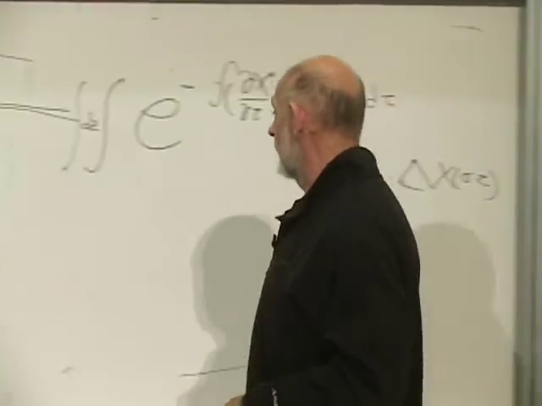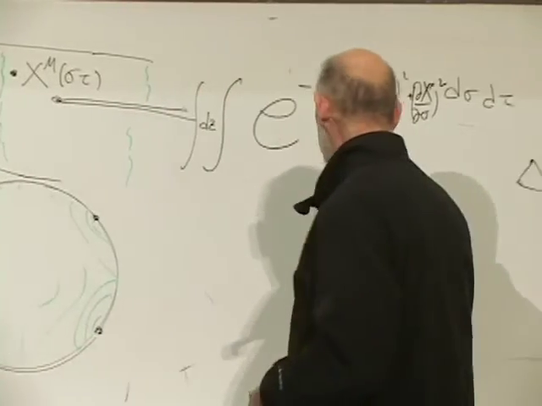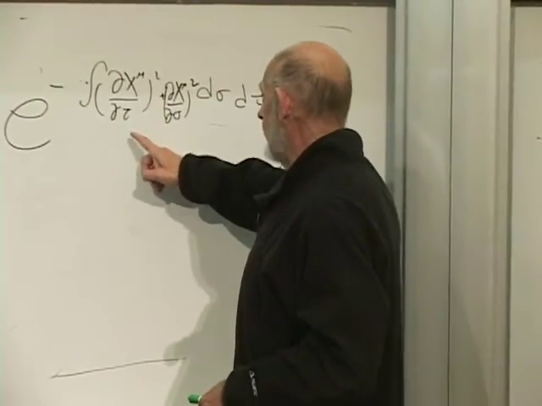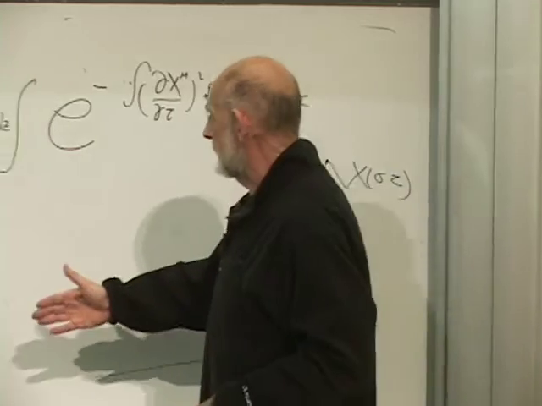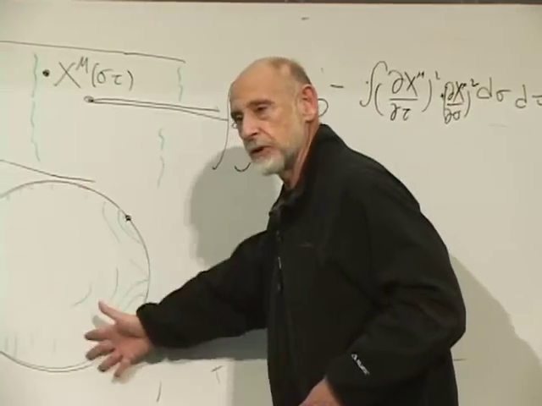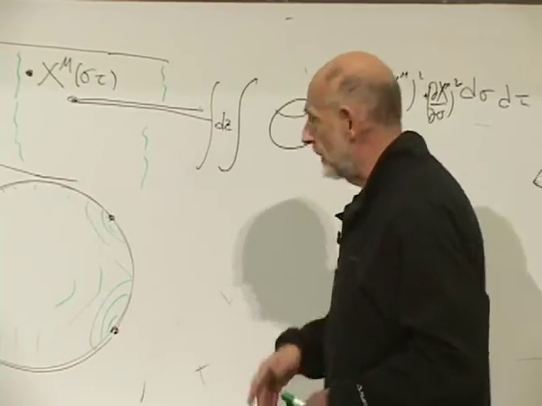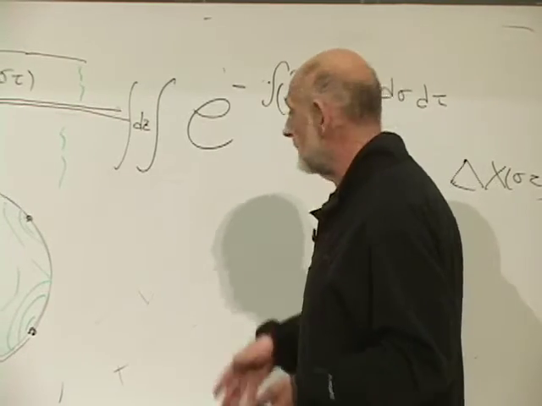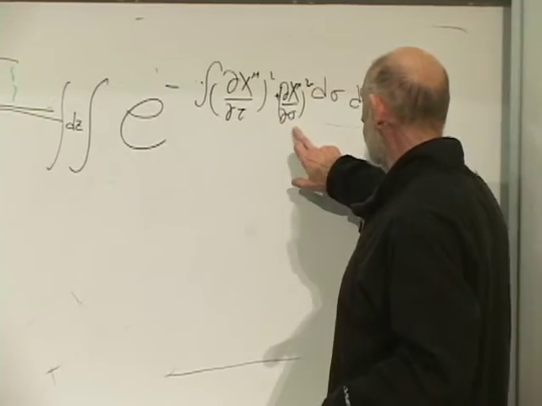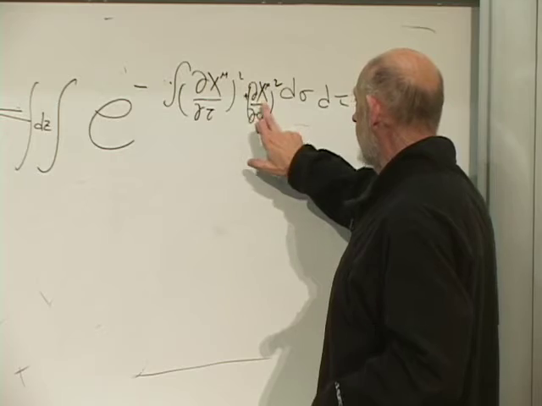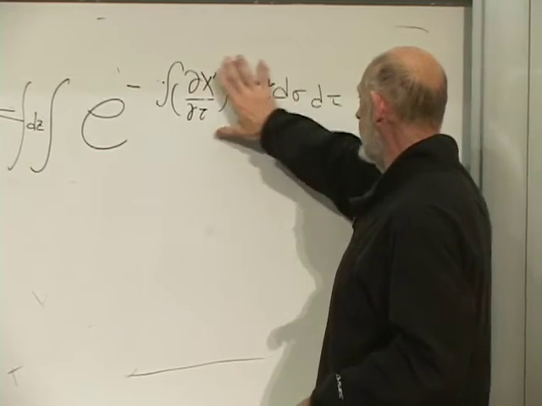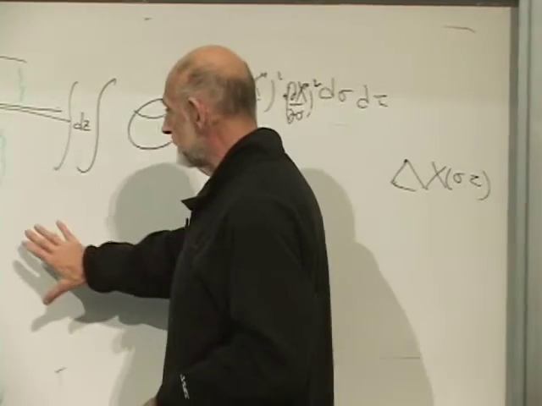What do you do here? You do exactly the same thing. You take dx by d tau squared. You could now call these coordinates by different names if you like. You could call them x and y or u and v. Doesn't matter. The tau and sigma coordinates. You calculate exactly the same quantity, integrate it over here.